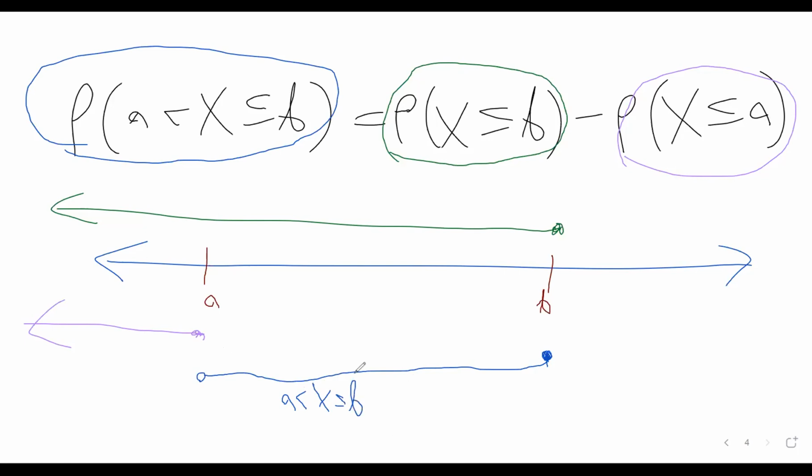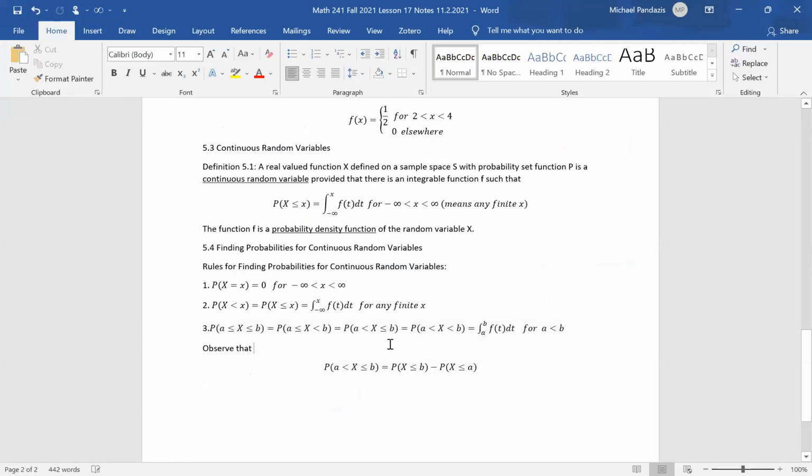So the probability of the blue region is equal to the probability of the green region minus the probability of the purple region. Okay, so that's how we get this equation. That is illustrated on the whiteboard.